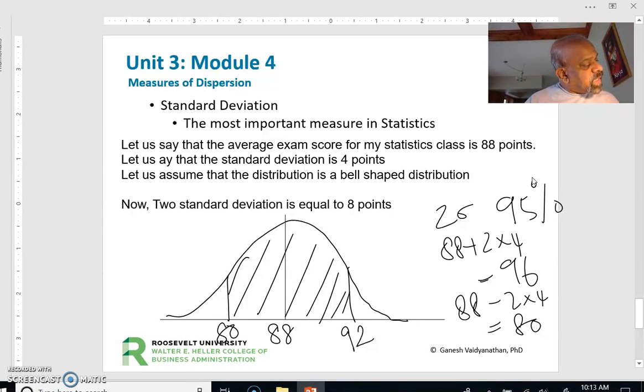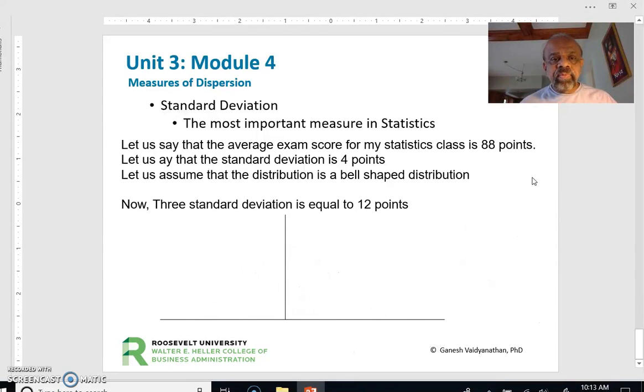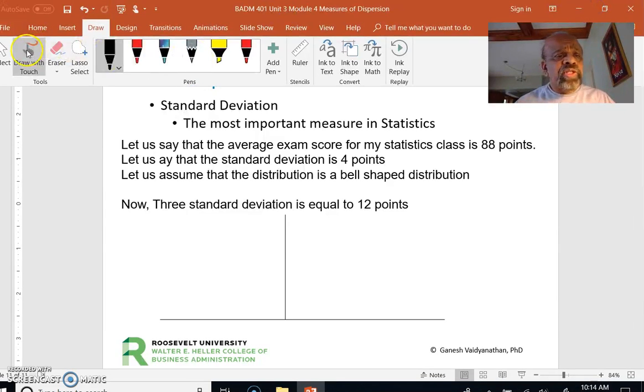So basically I can say that the empirical rule states that approximately 95% of the data values will fall within 2 standard deviations from the mean. In our example, 2 standard deviations equal 80 and 96. So 95% of the exam scores will be between 80 and 96. Okay, and we can do the same thing for 3 sigmas. So let's do that.